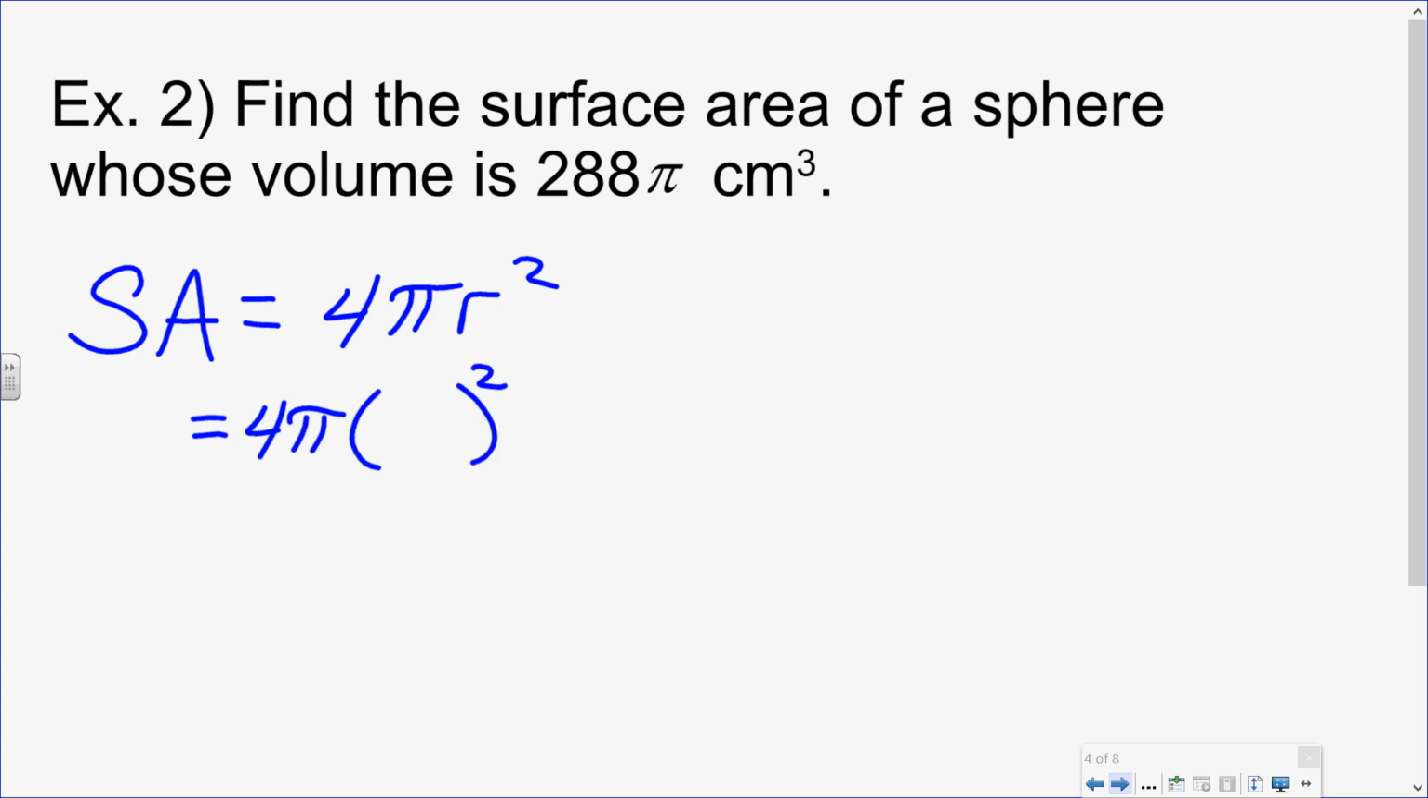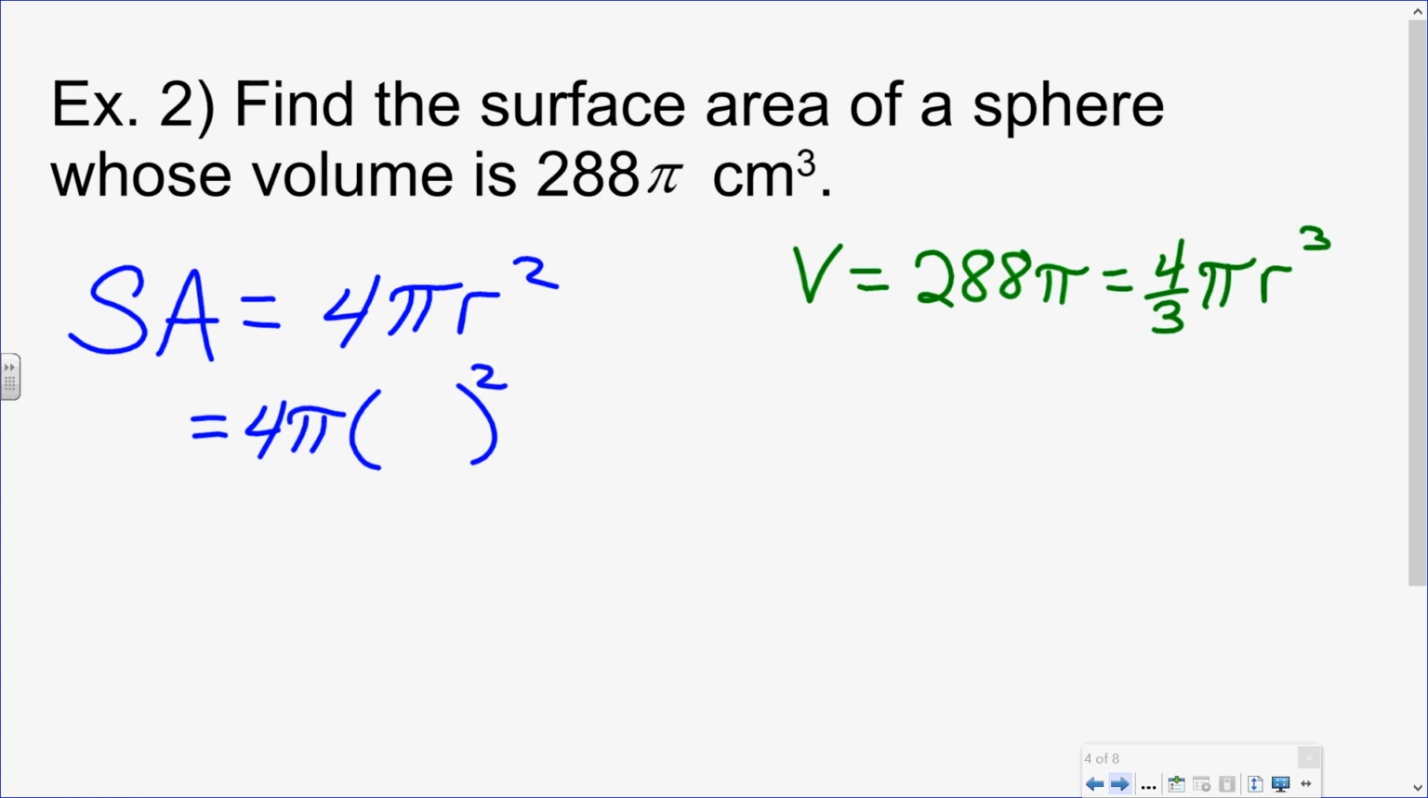No, they don't give me r. Okay, I got to figure out a way to get it. The only other thing they tell me is that the volume is 288 pi. So what was my volume of a sphere formula? Somebody different, unmute. Great, and it's fine when I'm hearing more than one of you at once on questions like that. So 4/3 pi r cubed.